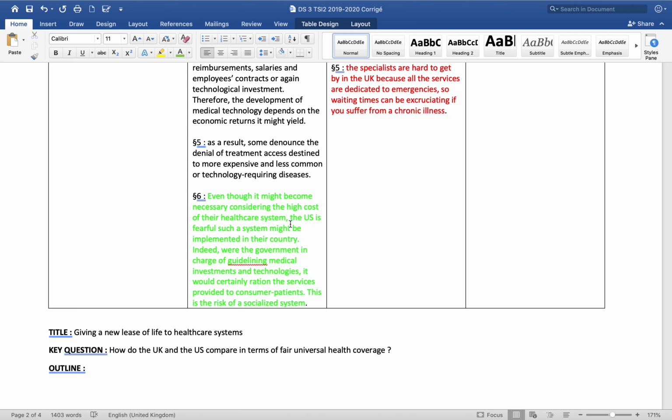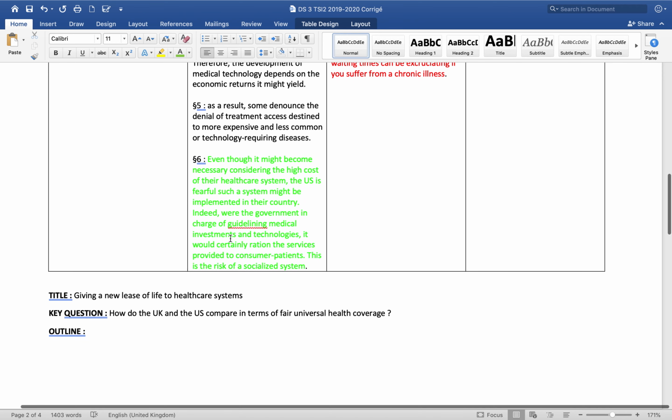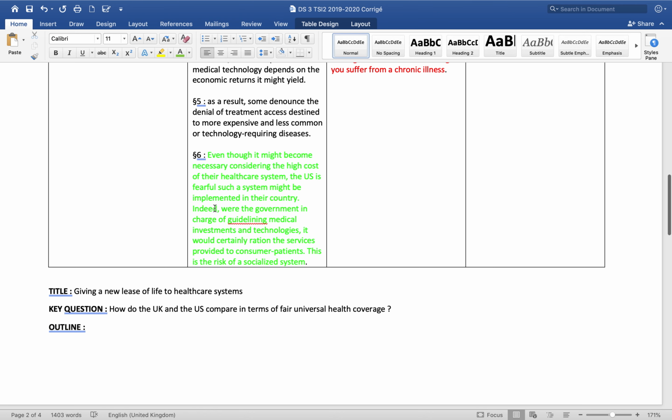But the problem is, if they do that like the UK, they are fearful, which means they're scared, that the UK system might become implemented in their country. And this is the problem they see. Indeed, were the government in charge of guideline, which means directing medical investments and technologies, it would certainly ration the services provided to consumer patients. This is the risk of a socialized system.